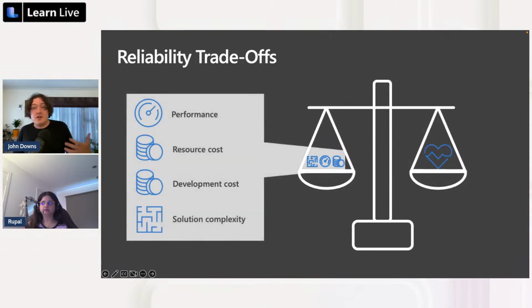So when you're thinking about your solution's reliability, availability, recoverability, it's important to keep all of these trade-offs in mind. If you make your solution more reliable, it's going to have consequences. It might cost more for the resources. It'll cost more to develop. Also, more reliable solutions can sometimes make your solution more complex. And as we just discussed, reliability and performance can sometimes be at odds as well. Now, speaking of performance, Rupal, can you tell us about the second pillar in the well-architected framework, please?